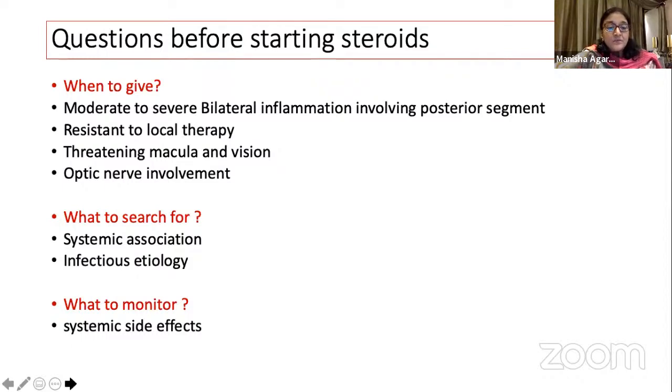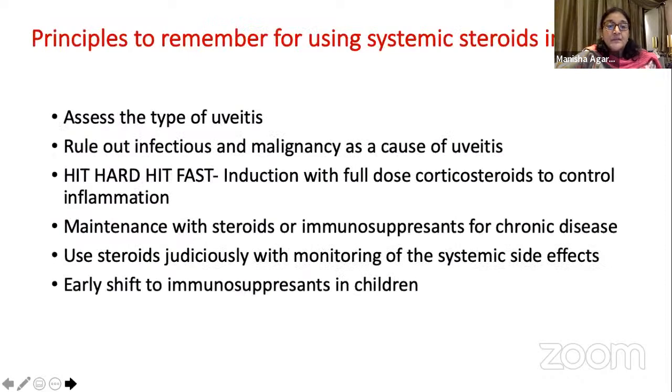And what to monitor? We must have a close monitoring of all the systemic side effects of the systemic therapy of corticosteroids. So the principles to remember for using systemic corticosteroids in uveitis would be: assess the type of uveitis, rule out any infectious etiology or malignancy, which can be a masquerade, hit hard and hit fast. That means the induction has to be with full dose of systemic corticosteroids to control the inflammation as fast as possible. Maintenance with steroids or immunosuppressants, especially for chronic diseases.